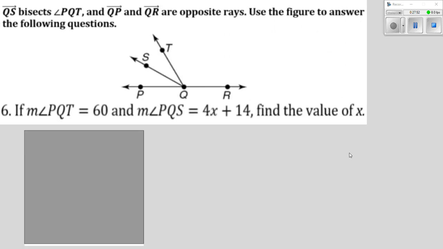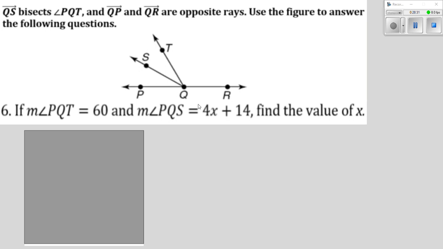Okay, this one says ray QS bisects angle PQT, and rays QP and QR are opposite rays. Basically, opposite rays means it's a line, and a line is equal to 180. Use the figure to answer the following question. It says angle PQT is 60 and angle PQS is 4x plus 14. So this whole angle is 60 and this one is 4x plus 14. They want you to find the value of x.